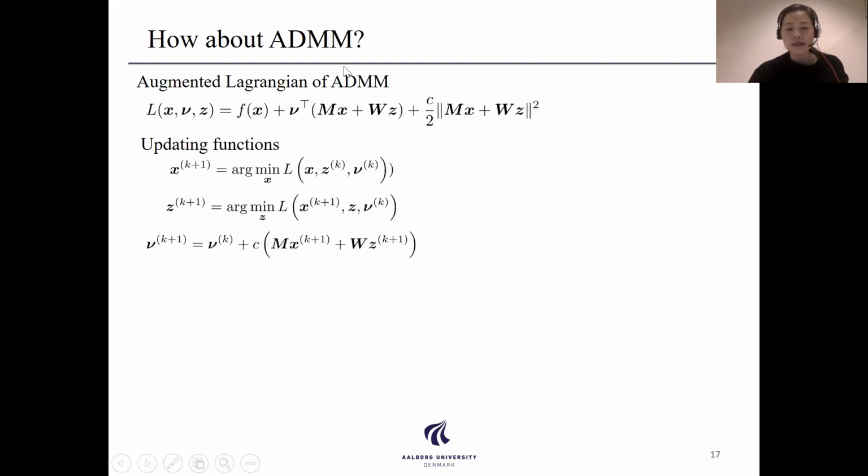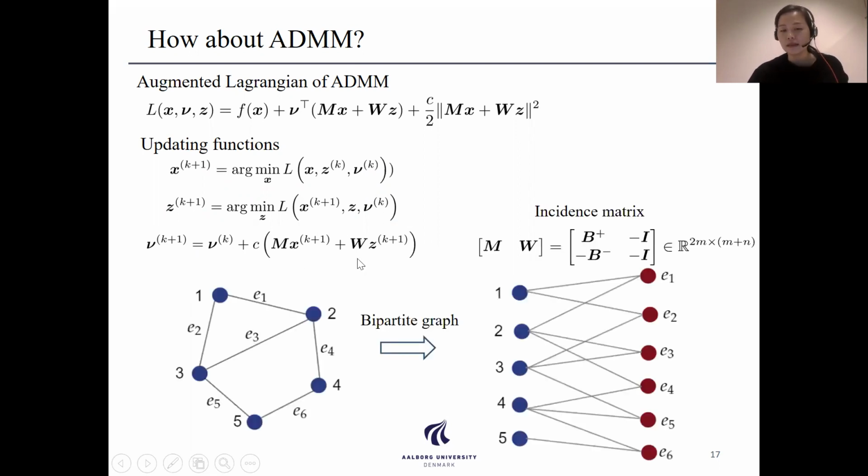The only difference is that V here is the dual variable for ADMM, and it is actually dependent on M and W, which can be seen as the new incidence matrix of a bipartite graph with twice the number of edges, and the number of nodes is m plus n. Based on the rank deficiency of the incidence matrix, we know that this V also has a similar non-convergent property, just like PDMM. So the same story also holds for ADMM.